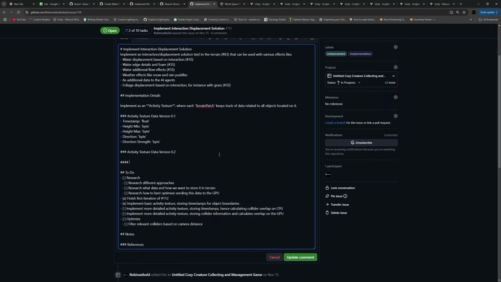And so dynamic activity data will help us create ripples in water. It will help us create bending of grass and stuff like that, while the static activity data will help us deform snow or mud and keep that snow and mud deformed as time goes on. Pretty much.